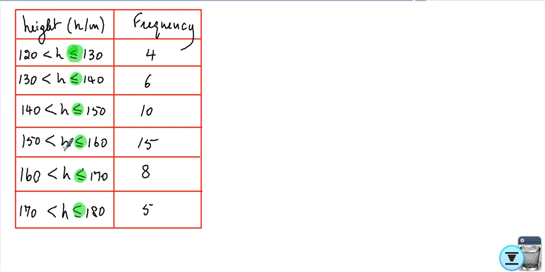Here it is strictly greater than. Remember that to read the inequality, if I consider, for example, this inequality here, 140 to 150, that's read as height which is greater than 140 but less than or equal to 150.